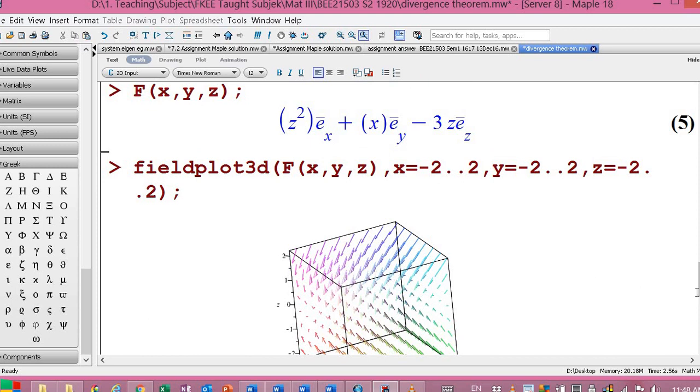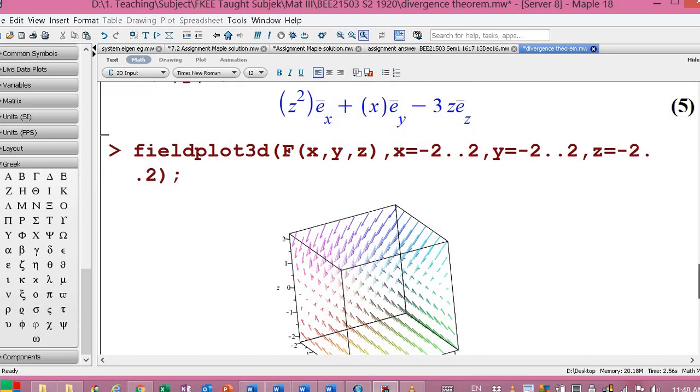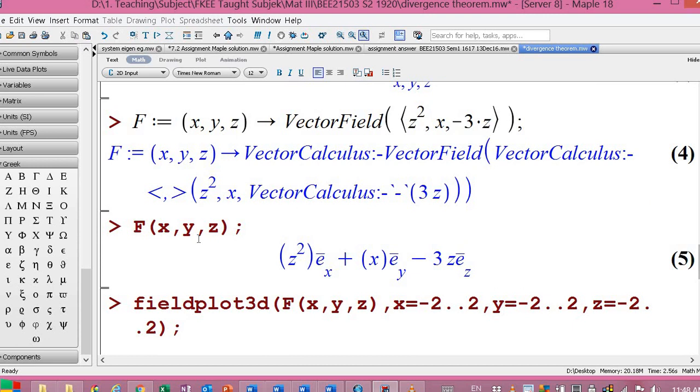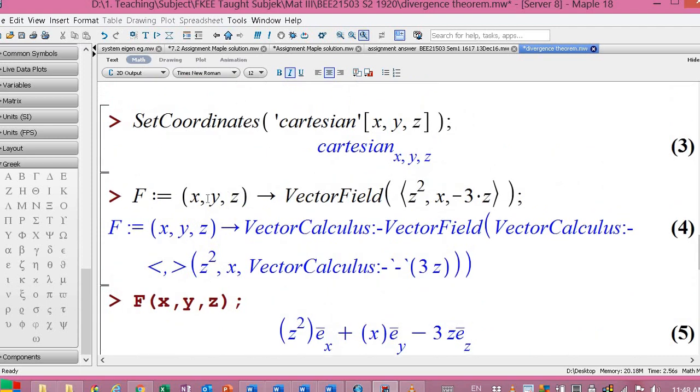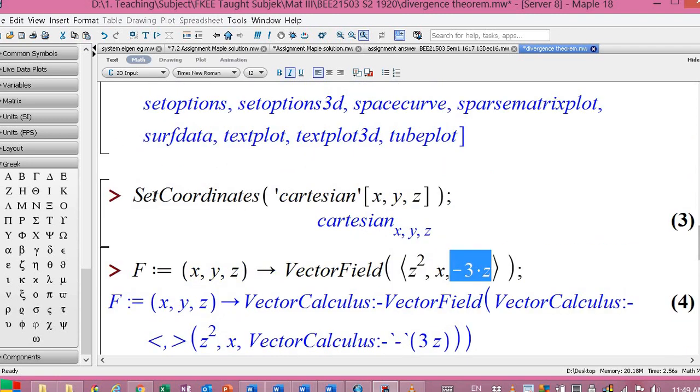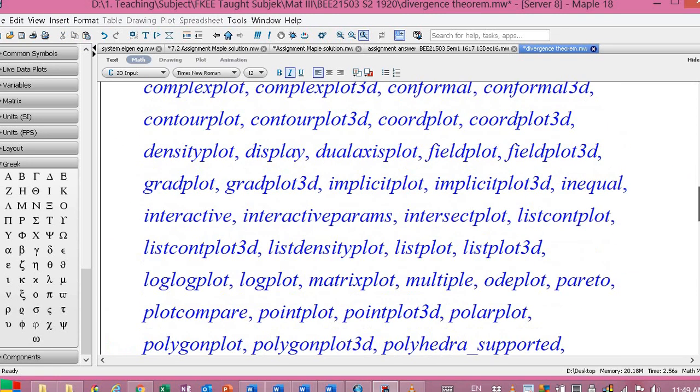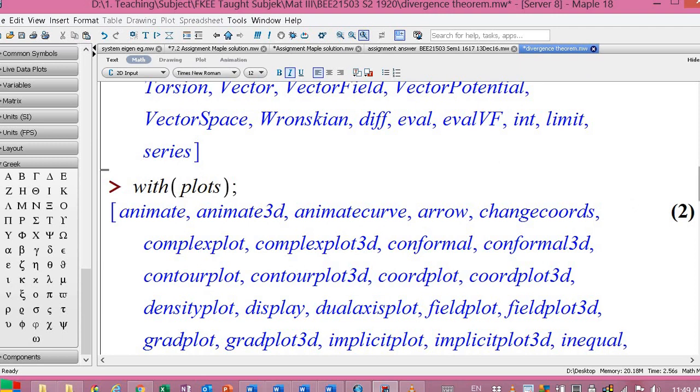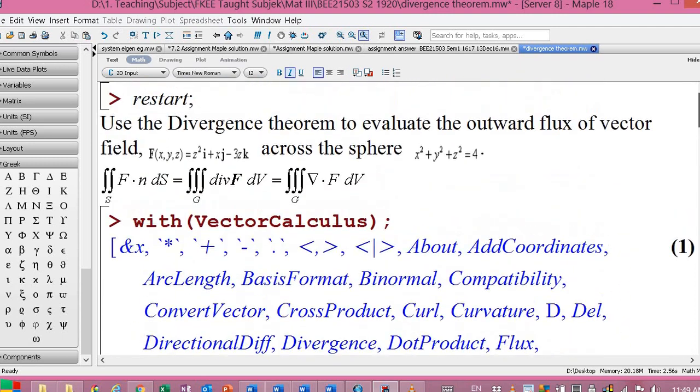The fieldplot3d lets you view the direction of the vector field. This one is calling back the function to see whether you defined it correctly. So this is the vector field f. For another vector field f, you just change the components i, j, k here correspondingly. Make sure you set coordinates and calling with plots and with vector calculus. Okay, with this, thank you for your attention.